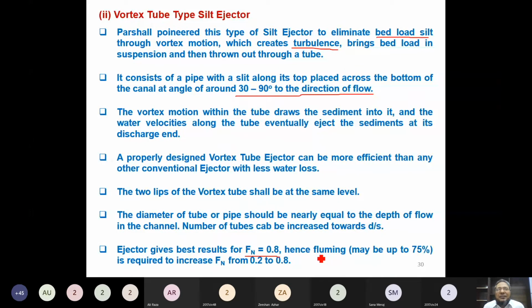By the way, at what Froude number do we design irrigation channels? Less than one? No, wrong. I am talking about the earthen channels. You have applied a check of the Froude number: the Froude number of the alluvial channel should be less than 0.3. For lined channels, it could be less than 1, but for unlined channels, it is less than 0.3.